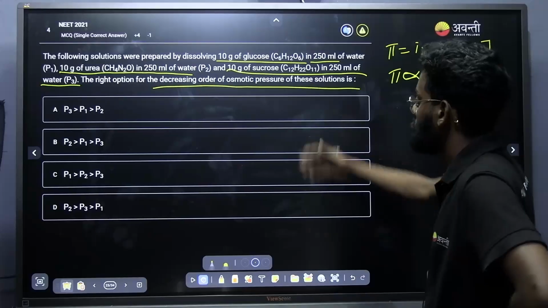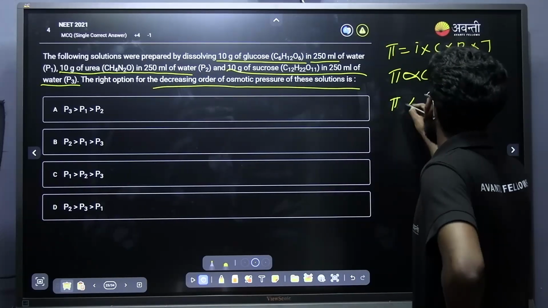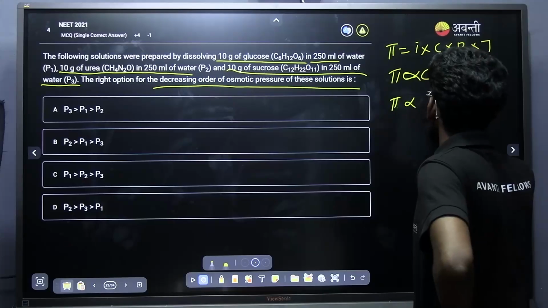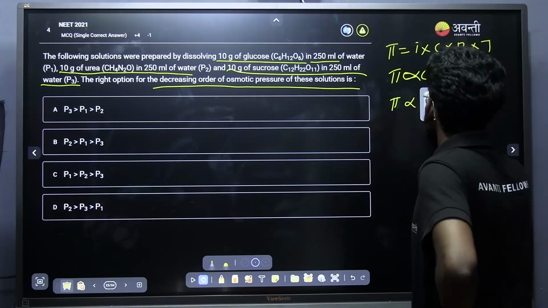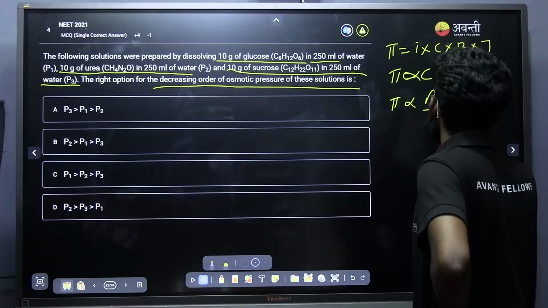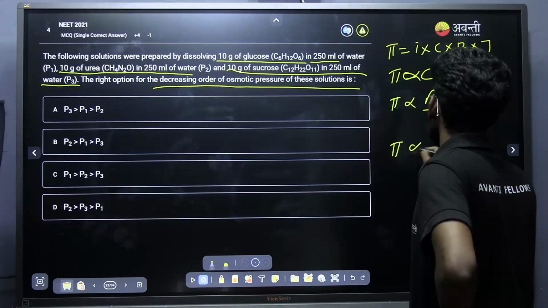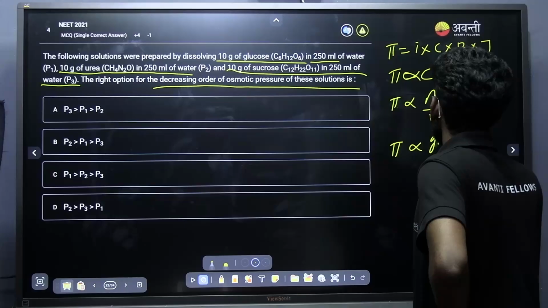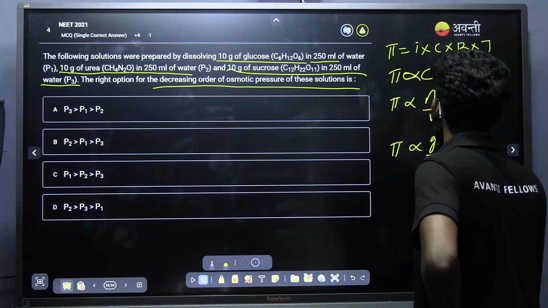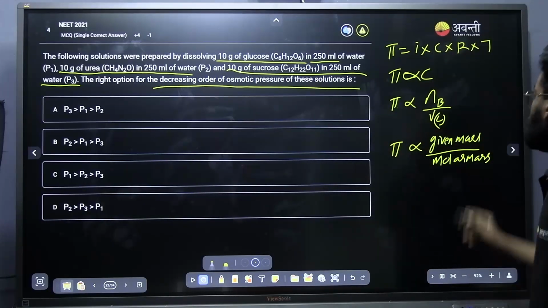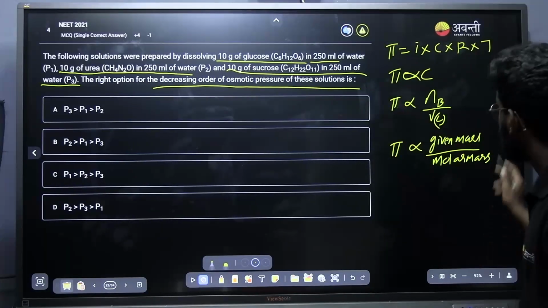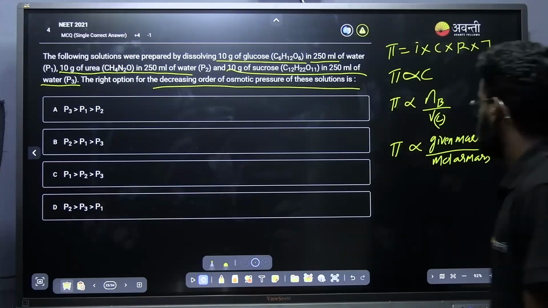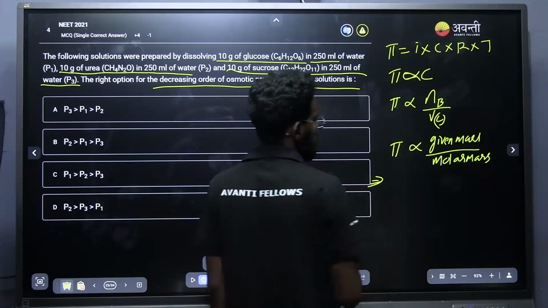Now how can we find out the order of osmotic pressure? C is molarity. And what is molarity? Molarity is number of moles of solute divided by volume of solution in liters, and we know that number of moles is equal to given mass divided by molar mass. Given mass is the same for all three, that is 10 gram. Then we will be comparing the osmotic pressure using the molar mass. So the order of molar mass will be just opposite to the osmotic pressure.